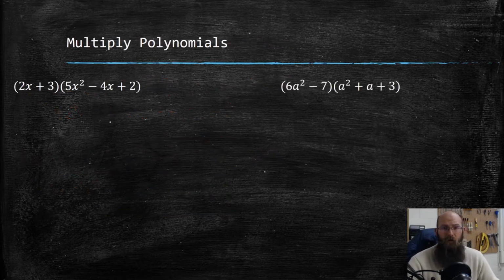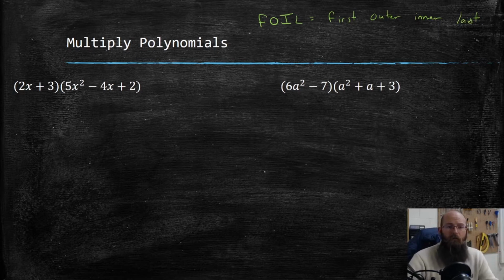So here I'm multiplying polynomials. You might remember FOIL, right? It stands for first, and then outer, and then inner, and then last. We also have, just in general, distribution. And distributing is just when I take the first term in each set of parentheses and I take it to everything else in the next one.